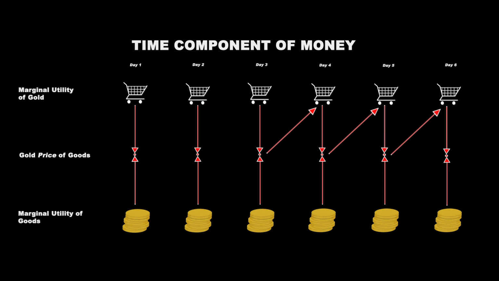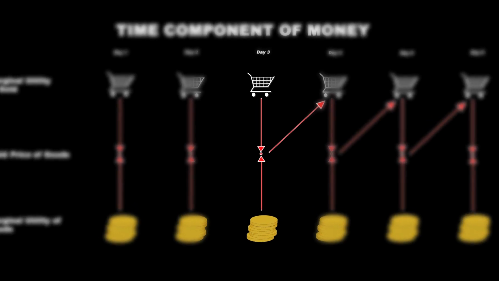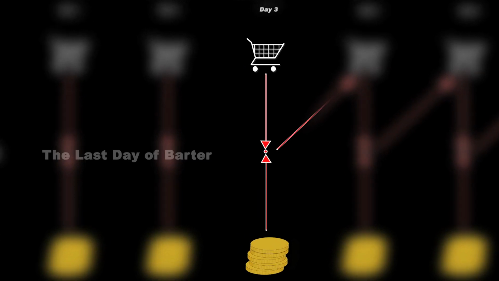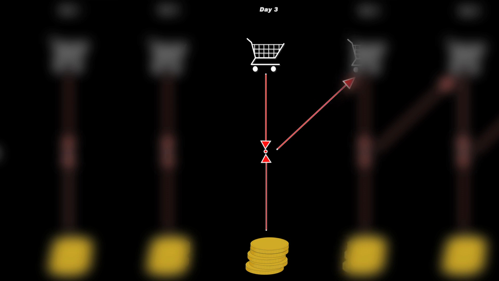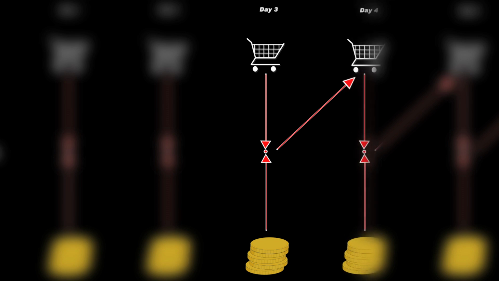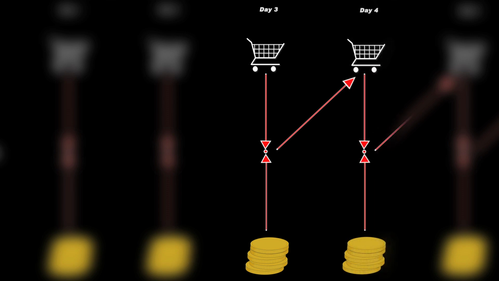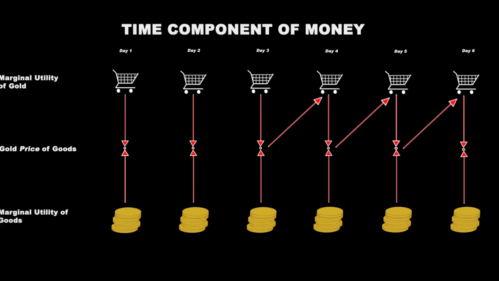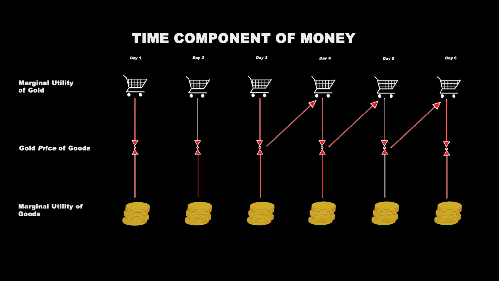Inversely, if we regress in time, we can see that this time component becomes weaker and weaker until we enter into the point at which gold's purchasing power had no time component. On the last day of barter, all good prices had no time component because gold was valued for direct use. On the first day at which gold became used as a medium of exchange, its purchasing power was based on the entire array of the gold prices on the last day of barter. And from then on, the purchasing power of gold would always contain a time component.